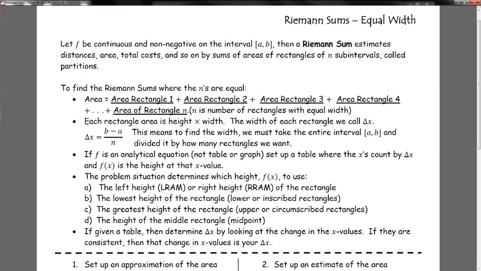Alright, since we've been talking about area, we're going to talk about Riemann sums, and specifically with equal widths. So let f be some sort of function, continuous and non-negative on the interval between a and b. And then a Riemann sum estimates distances. It could estimate the area, the total cost, and so on, depending on the situation, by the sums of the area of the rectangles of n subintervals called partitions.